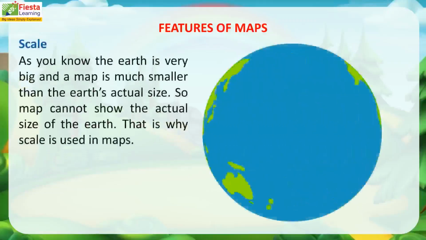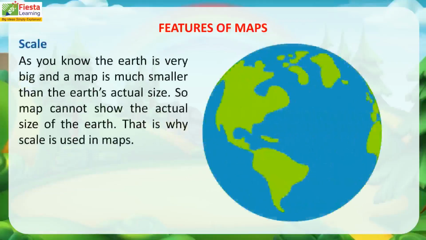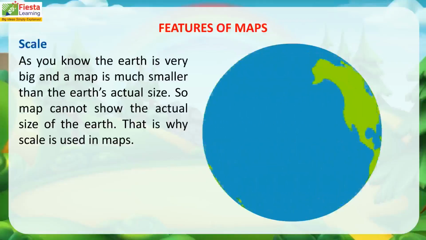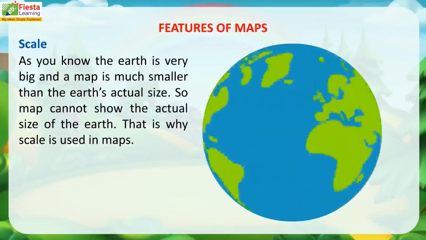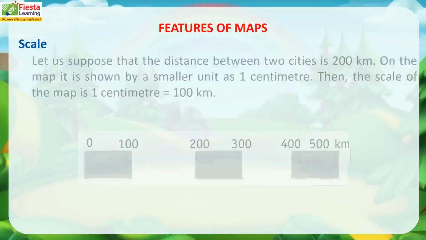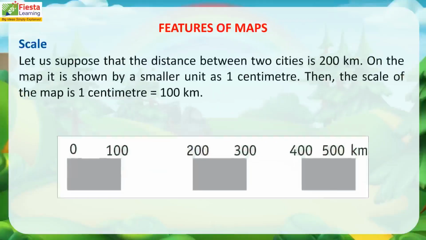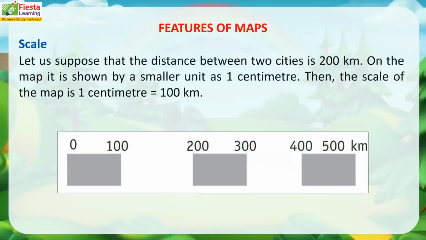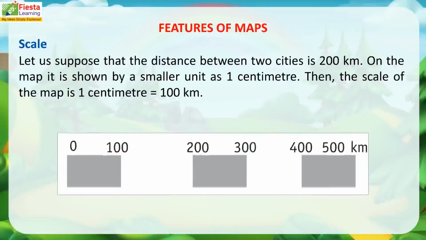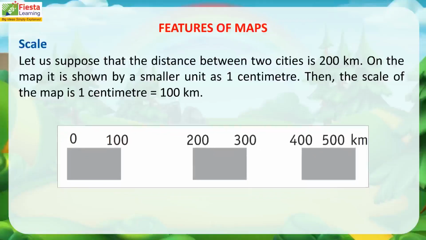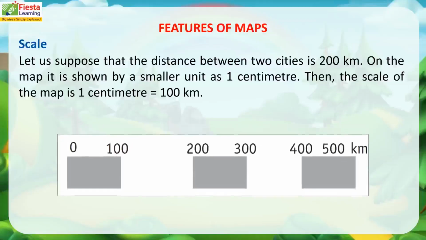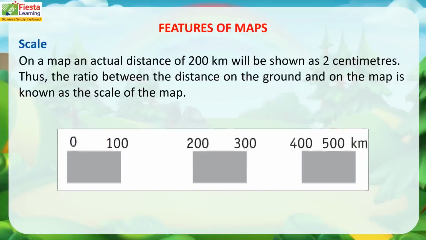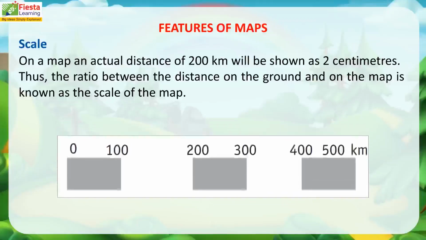Scale. As you know, the earth is very big and a map is much smaller than the earth's actual size. So, a map cannot show the actual size of the earth. That is why scale is used in maps. Let us suppose that the distance between two cities is 200 kilometers. On the map, it is shown by a smaller unit as 1 centimeter, then the scale of the map is 1 centimeter equal to 100 kilometers. On a map, an actual distance of 200 kilometers will be shown as 2 centimeters.